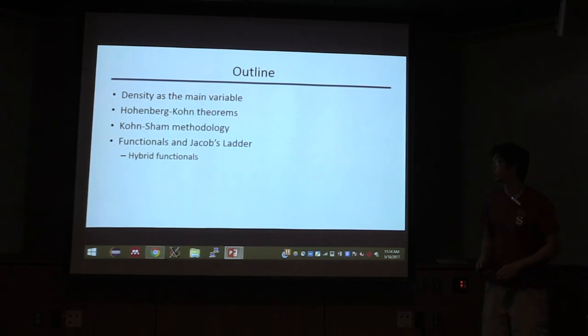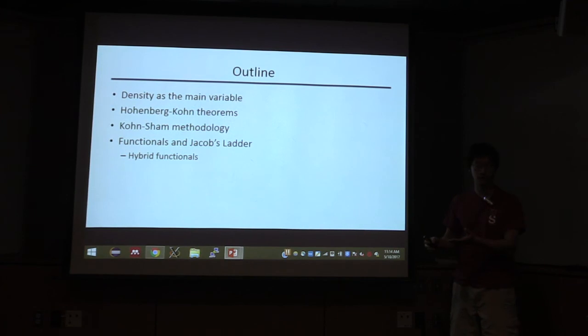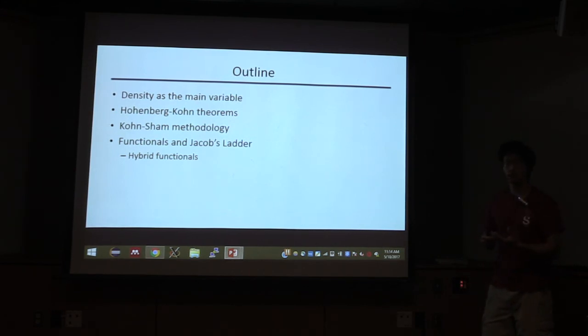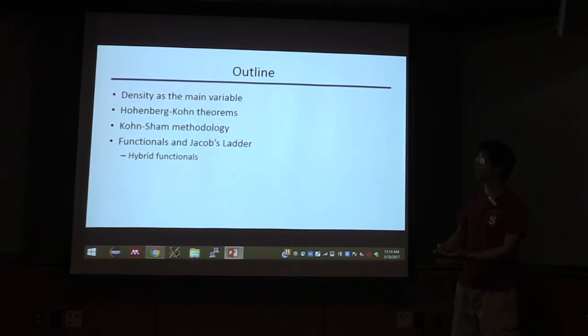All right, so the talk will basically follow this general outline. We're first going to motivate density as the main variable in a quantum mechanics setting. Then we're going to go over the basic theorems that motivate DFT as being possible and useful, the Hohenberg-Kohn theorems. Then we'll go over the actual practical version of DFT that's implemented in most QM packages today. And finally, we'll talk briefly about different functionals that you can choose and the hierarchy of them, which in DFT is called Jacob's ladder.